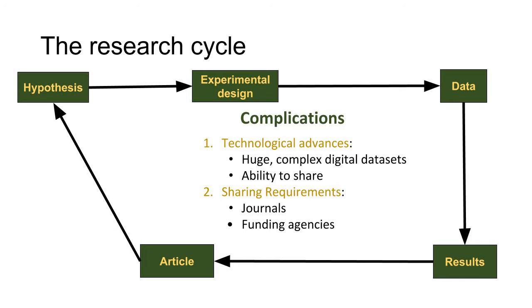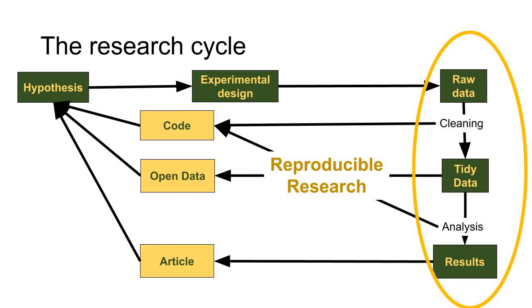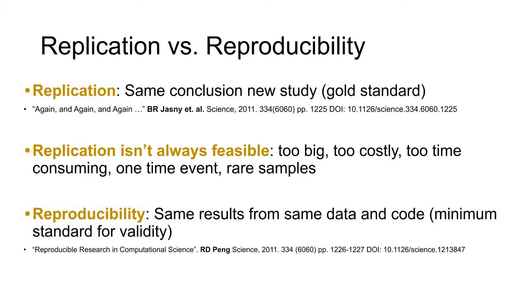Additionally, journals and funding agencies are requiring researchers to make their research more transparent by sharing data and analysis methods in addition to producing peer-reviewed manuscripts. Because of these issues, the research cycle looks more complicated, with multiple complex steps in data processing and analysis, and multiple types of shared research outputs like data and code. Thus, documenting your research process and sharing code and data in addition to the research article are all integral parts to reproducible research.